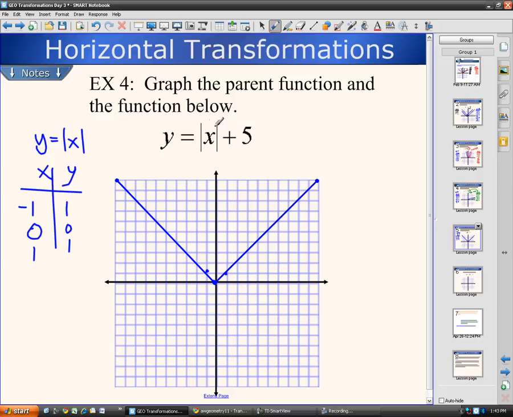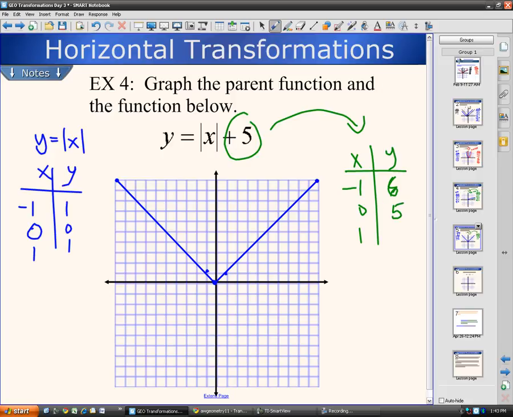So this time, the +5 is outside of the absolute value. So I've got to do the absolute value first and then add 5, which is a little different than what we were doing before. So if I put -1, the absolute value of -1 is +1, and I add 5 to it, I get 6. If I put 0 in, I will get 5. And when I put 1 in, I'll get 6 again.